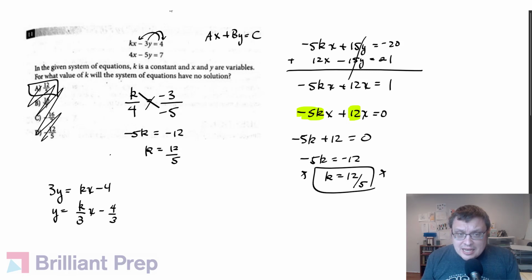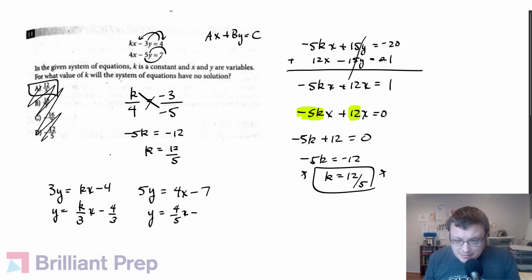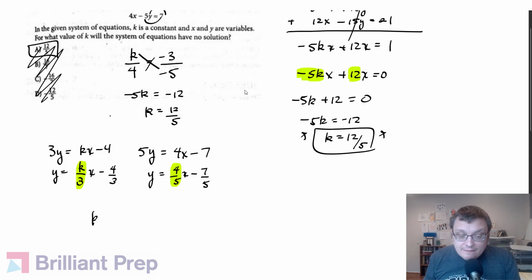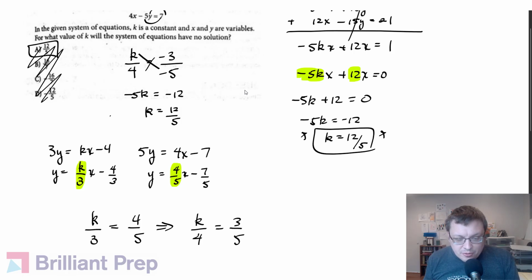We'll do the same thing with this guy. Move the 5y over here, the 7 over here. So I'm going to get 5y is equal to 4x minus 7. And again, y is equal to 4 over 5x minus 7 over 5. Now, again, if these lines have no solutions, their slopes are equal. They're parallel. And so I should be able to set k over 3 equal to 4 over 5. And notice with a quick little rearrangement using the rules of algebra, we can get this version of this equation. And if I multiply top and bottom by -1, still equal, I recreate this ratio.